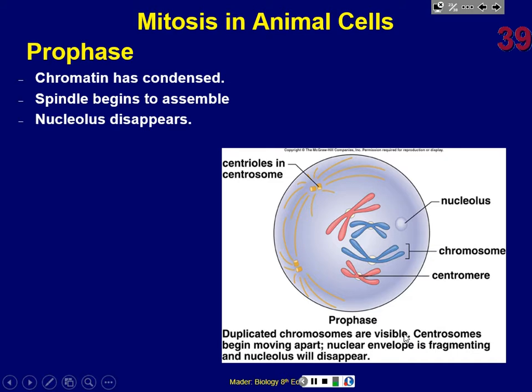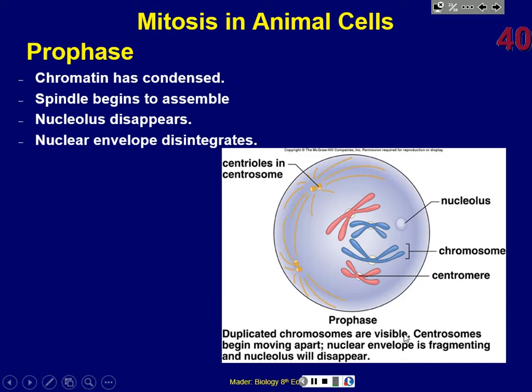The nucleolus disappears. Not sure why. A little bit uncertain about that. We're not sure why that disappears, but it disappears, and the nuclear envelope disintegrates. Okay? So basically what we've done is we've eliminated all barriers to our chromosomes. Because ultimately what's got to happen in the next stage is these spindle fibers have to attach to the chromosomes. They have to reach the chromosomes. They have to get there and attach.